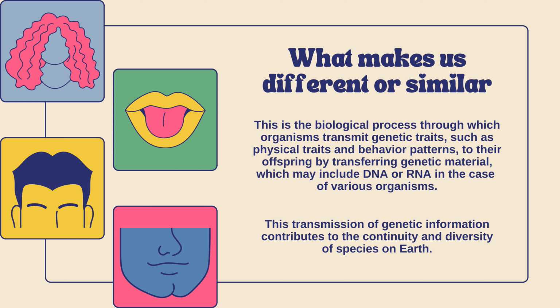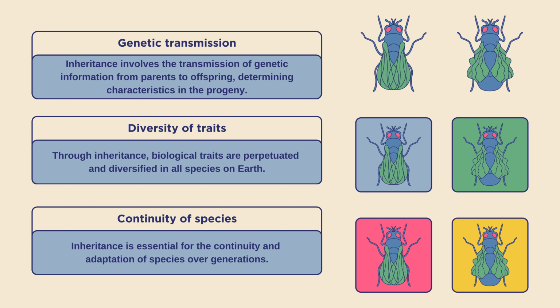Genetic transmission. Inheritance involves the transmission of genetic information from parents to offspring, determining characteristics in the progeny. Diversity of traits. Through inheritance, biological traits are perpetuated and diversified in all species on Earth. Continuity of species. Inheritance is essential for the continuity and adaptation of species over generations.